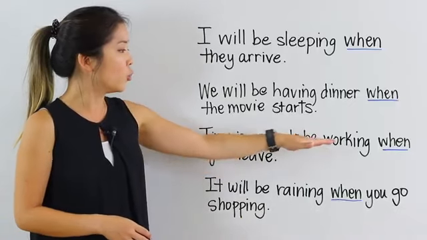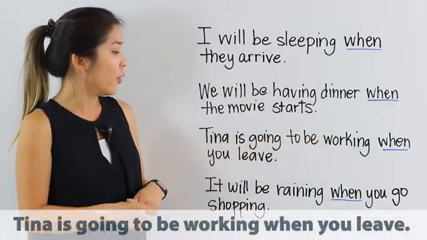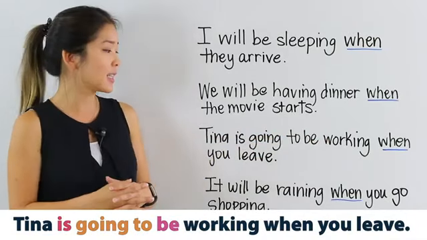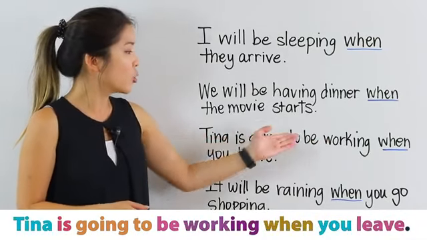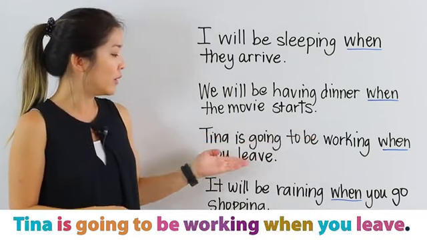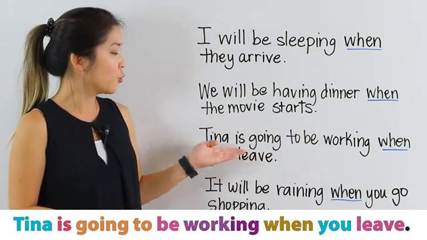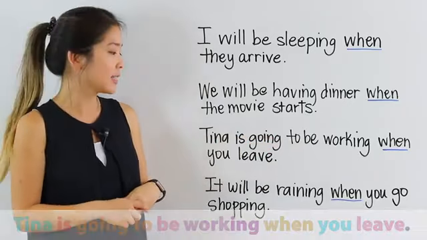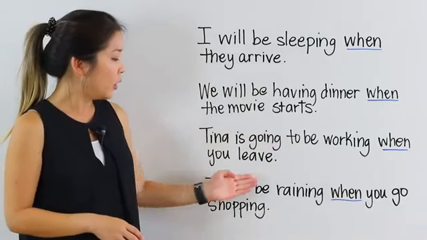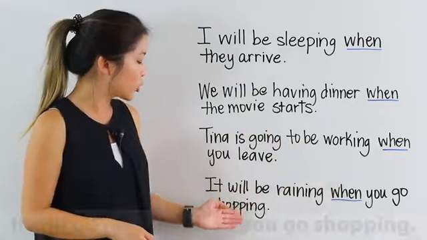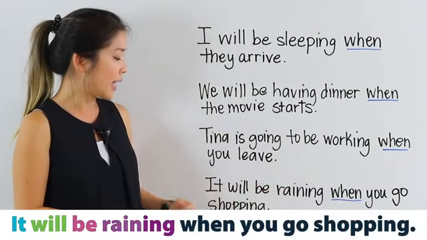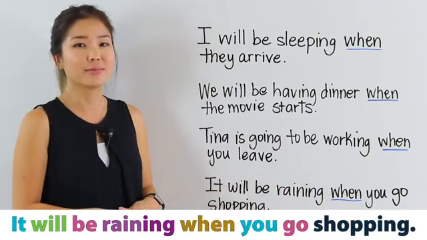Tina is going to be working when you leave. Remember, we can use be going to be in this tense. So, she is going to be working when you leave. This shorter action will happen while this ongoing action is in progress. And finally, it will be raining when you go shopping. Again, this is the ongoing action and this is the shorter action.